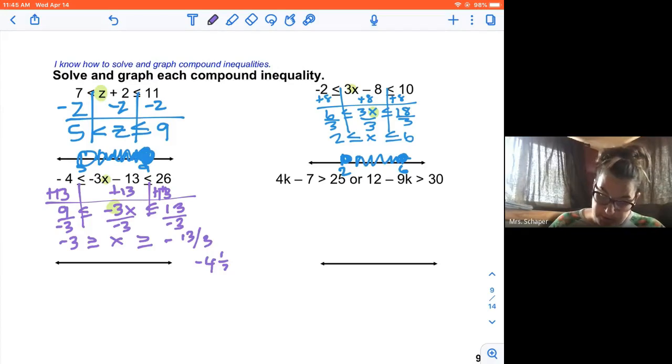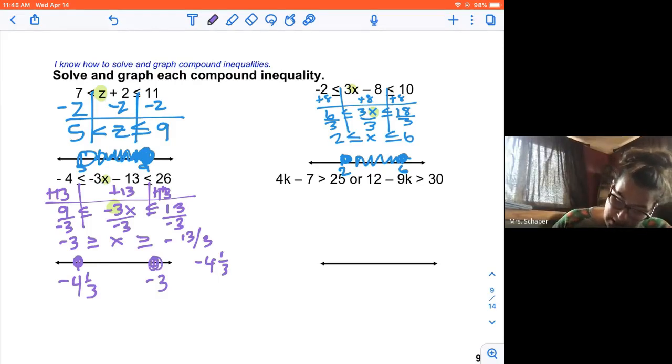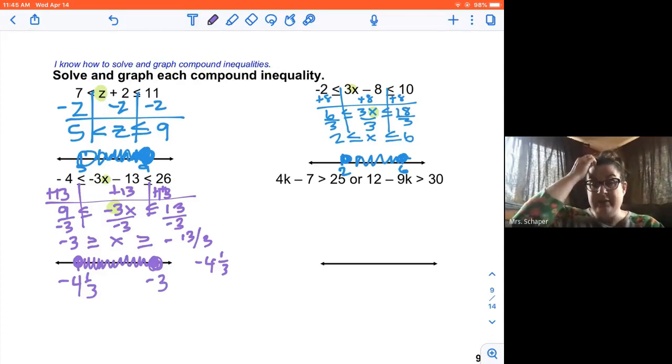All right, so I'm going to put these on my number line, negative 4 1/3, negative 3, lesser number to the left, greater number to the right. They're both filled in. And it's an and statement, so I shade in between. So that's what it looks like.